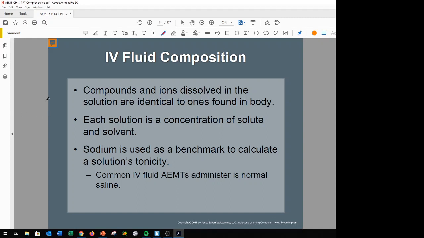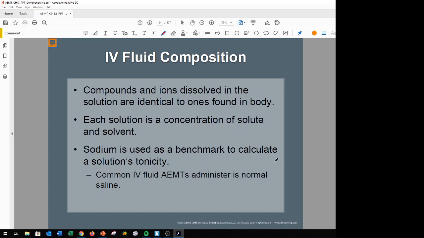All right, IV fluid composition. So we're going to talk about our IV fluids. Compounds and ions dissolved in the solution are identical to the ones found in the body. Each solution is a concentration of solute and solvent. Sodium is the benchmark, and we know why, because water follows sodium.